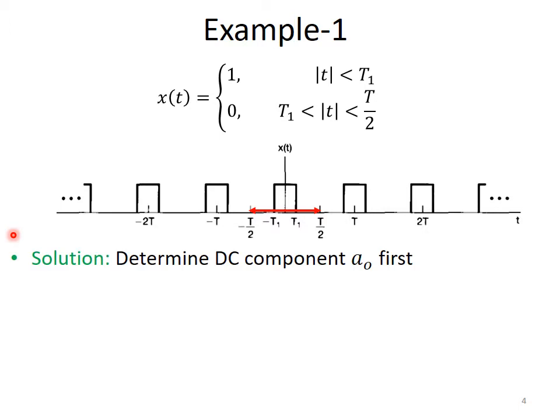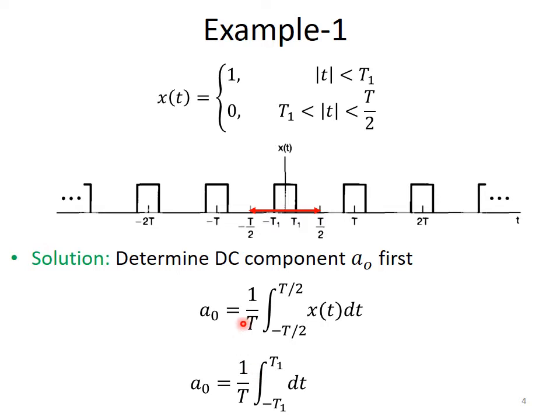First we need to find the DC component a naught, and the formula for a naught is 1 upon T times the integral from minus T upon 2 to T upon 2 of x of t. So it is basically the integral of x of t over one period, and we know that x of t is 0 for some portion of the period: between minus T upon 2 and minus t1 it is 0, and from t1 to T upon 2 it is again 0. So we can rewrite the limits as minus t1 to t1, because between minus t1 and t1 the value of x of t is non-zero, otherwise it is 0.